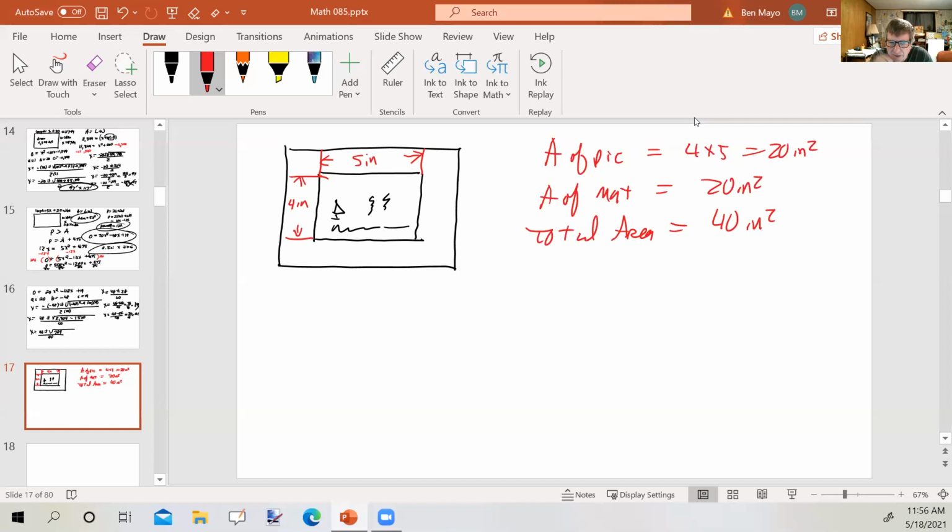Since that matting around the picture is a uniform width, we could say that this distance is x, and this distance is x, and that distance is x, and that's x. In other words, it's x, that thickness all the way around. Why does that matter? Well, consider this, okay?